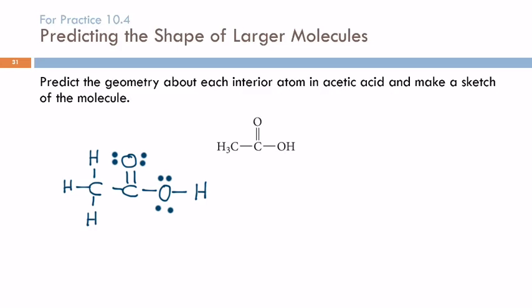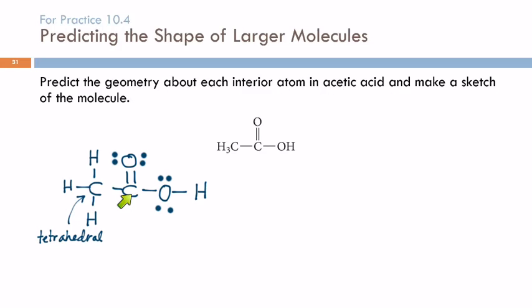So we need the electron geometry, we should assume molecular geometry, the molecular geometry around each of these interior atoms. So this carbon, what's the molecular geometry around this carbon? Tetrahedral. So that one is tetrahedral, and that's because there's 4 groups, and none of them are lone pairs.